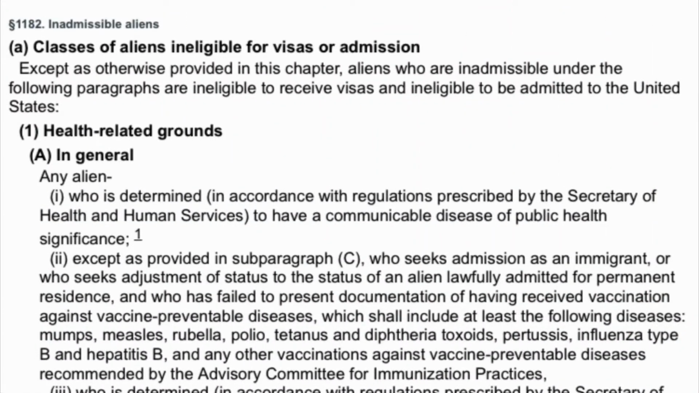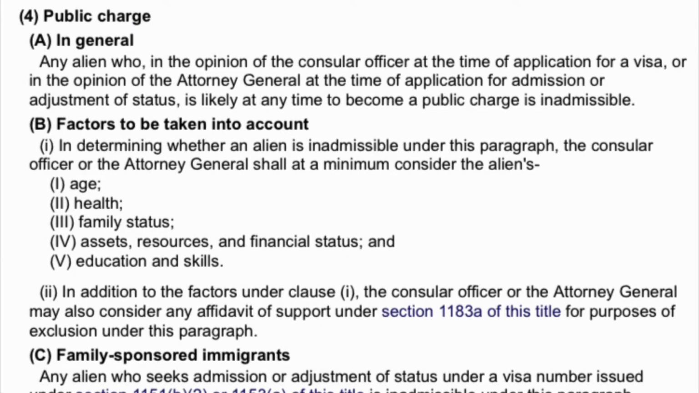Except as otherwise provided in this chapter, aliens who are inadmissible under the following paragraphs are ineligible to receive visas and ineligible to be admitted to the United States. Public charge. In general, any alien who, in the opinion of the consular officer at the time of the application for a visa, or in the opinion of the Attorney General at the time of application for admission or adjustment of status, is likely to become a public charge, is inadmissible.